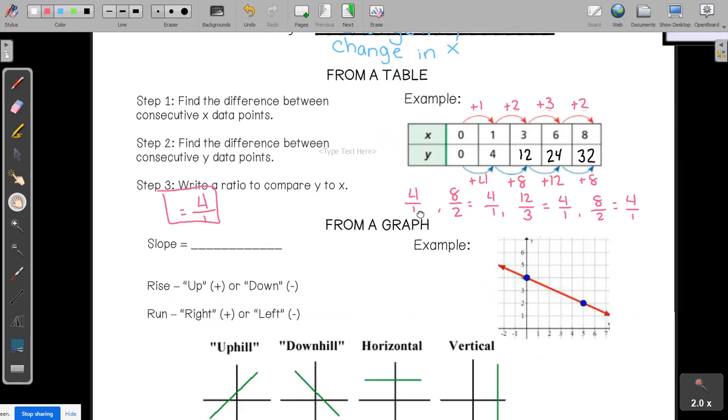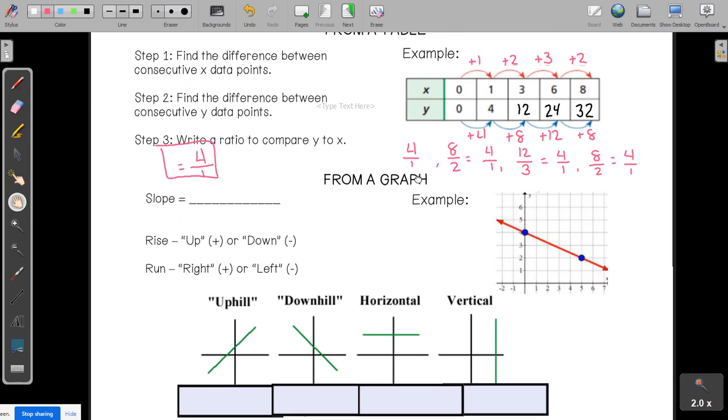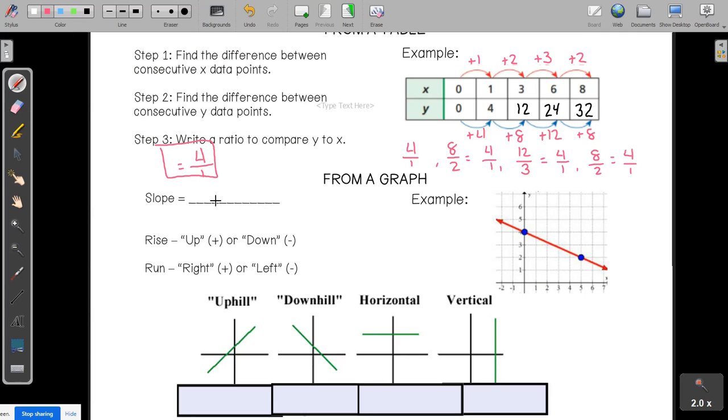Now, let's look at it from a graph. So slope, when we're looking at a graph, is rise over run. So rise, we're going up or down, and run, we're going to the right or to the left. When you're rising and you're going up, that's positive. If you're going down, that's negative. If you go to the right, that's positive. If you go to the left, that's negative.